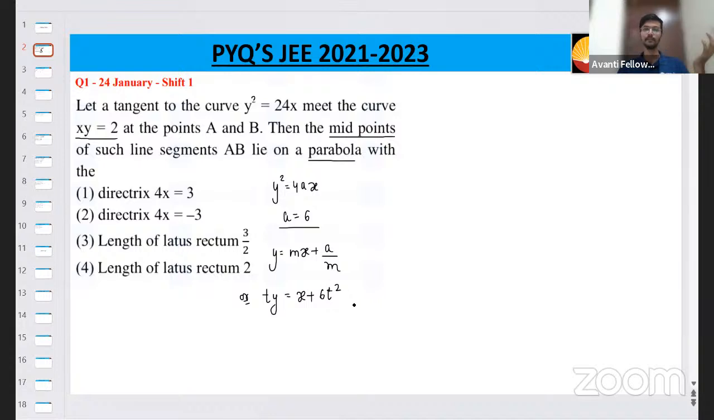So you can assume it in any form. Obviously, since it's a parabola, we'll prefer the parametric form. Nonetheless, guys, it's all the same. So we got this equation of a tangent.